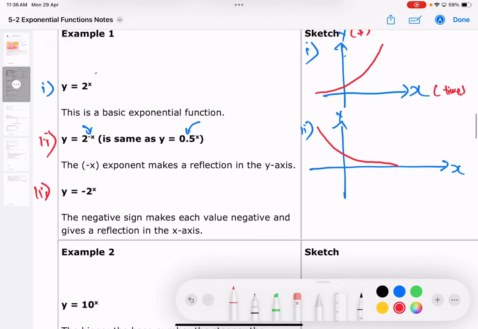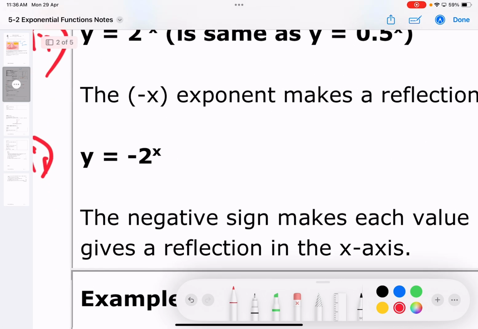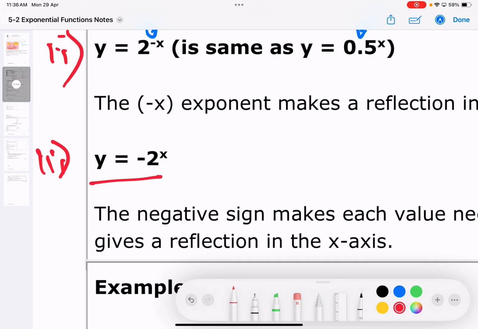This one we have done before. All I need you guys to do is just remember the basic graphs of the normal exponential one. Let's say in the exam they ask you to sketch, and there will be sketching in your exam. It's not just stating the value of A and N. There will be sketching in the exam.